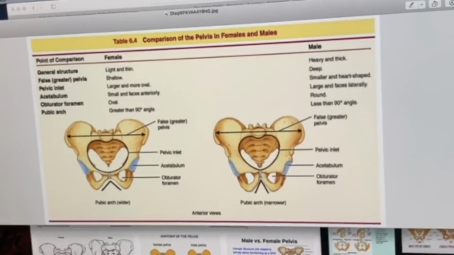Looking at the acetabulum, on a female it is small and faces anteriorly, and on a male it is large and faces laterally. Going to the obturator foramen, on a female it is more oval-shaped, whereas on a male it is round. And the pubic arch on the female has an angle that is greater than 90 degrees, and on a male the angle is less than 90 degrees.